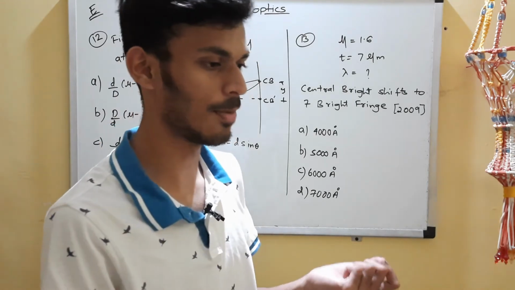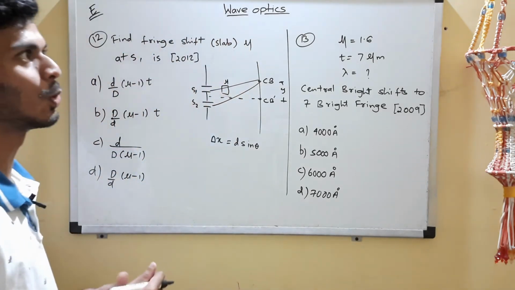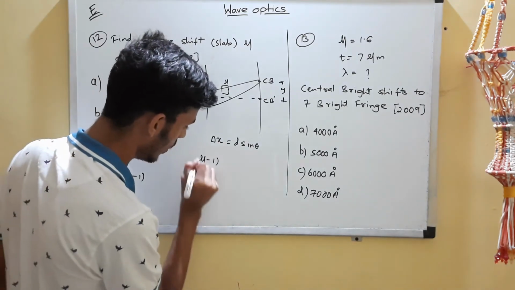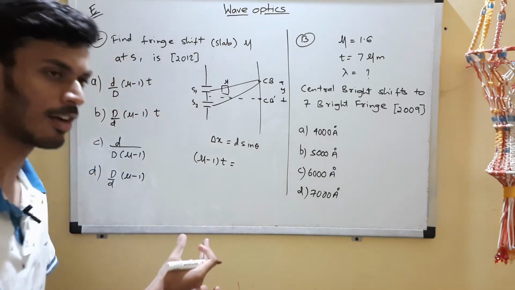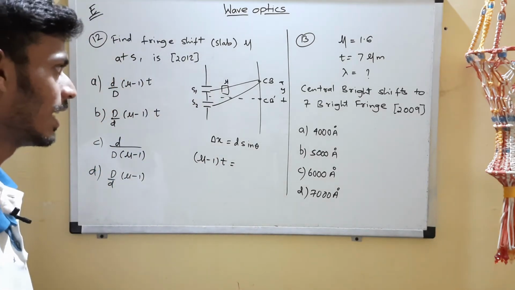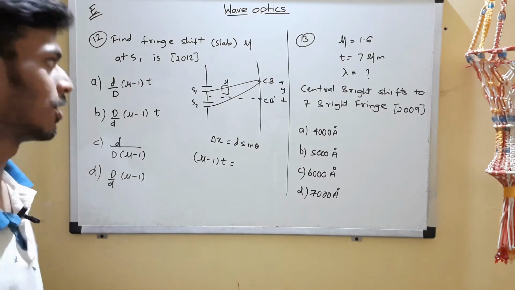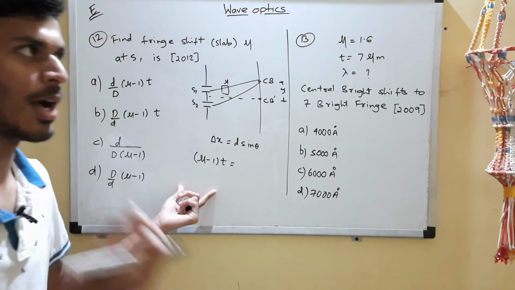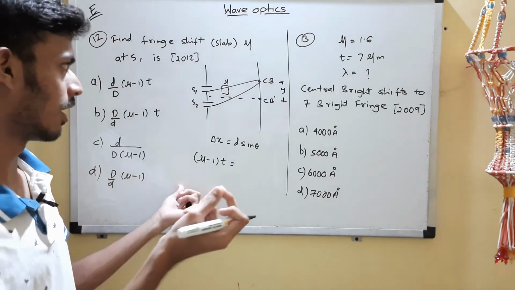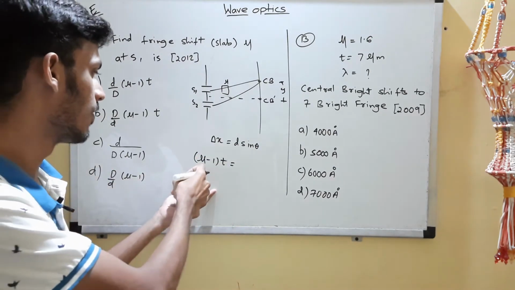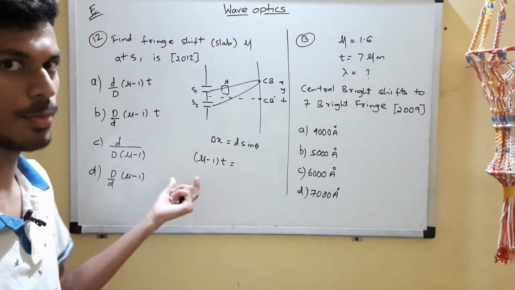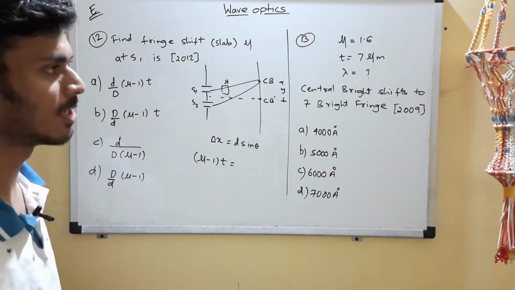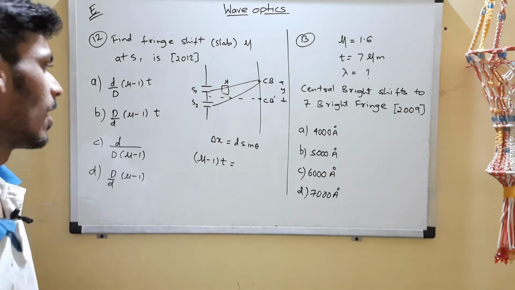The path difference which is created due to a glass slab is given as mu minus 1 into t. This is a takeaway point. Of course there is a derivation behind it, but it will be too much for today. So you can take away this, that the path difference created by a particular slab is given as mu minus 1 into t, where t is the thickness of that slab, and mu is the refractive index of that slab.